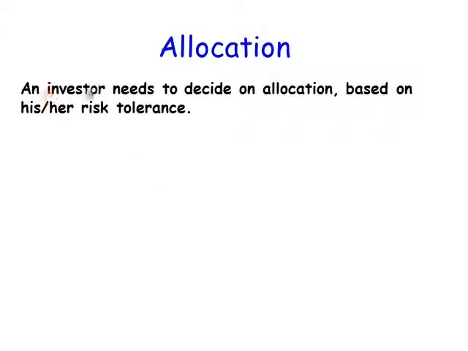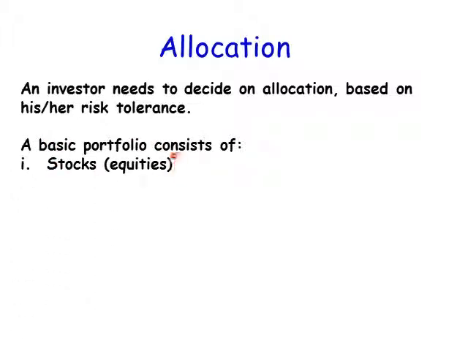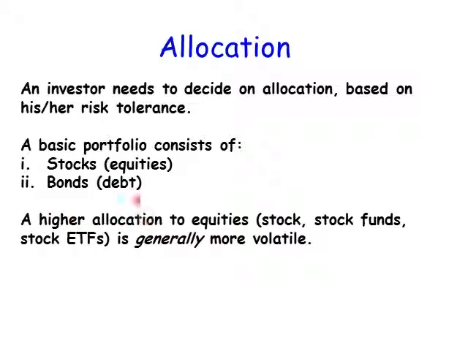So allocation: an investor needs to decide on allocation, which is based on risk tolerance and time horizon. A basic portfolio consists of two components: stocks, which are also called equities, and bonds, which are also called debt. The properties of these two components: a higher allocation to equities, which is the stocks here, stock funds, and stock ETFs are generally more volatile. The risk is higher, and so are the returns.